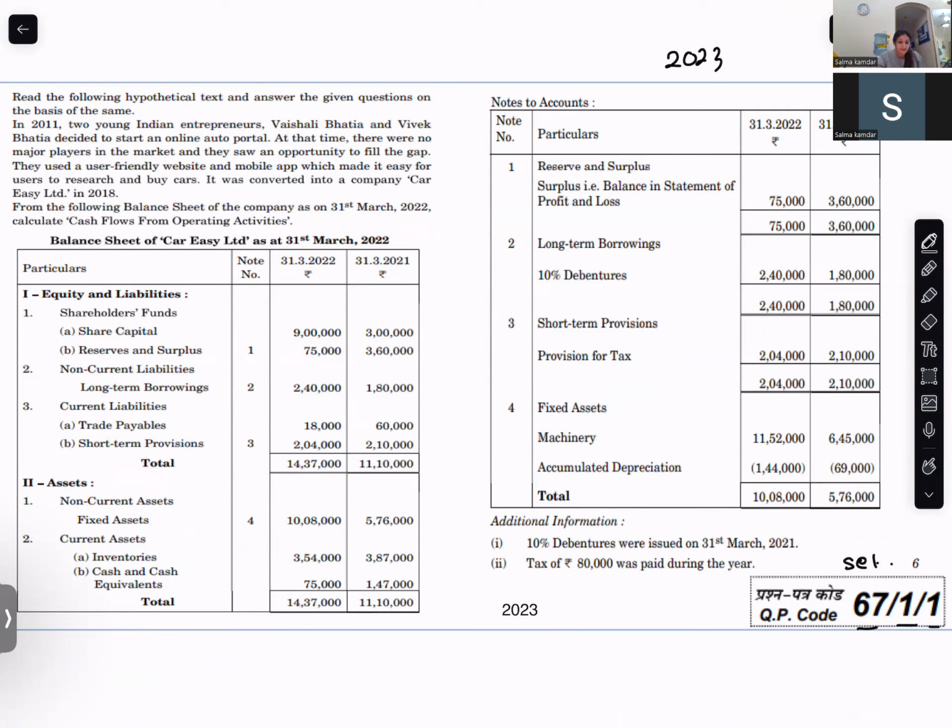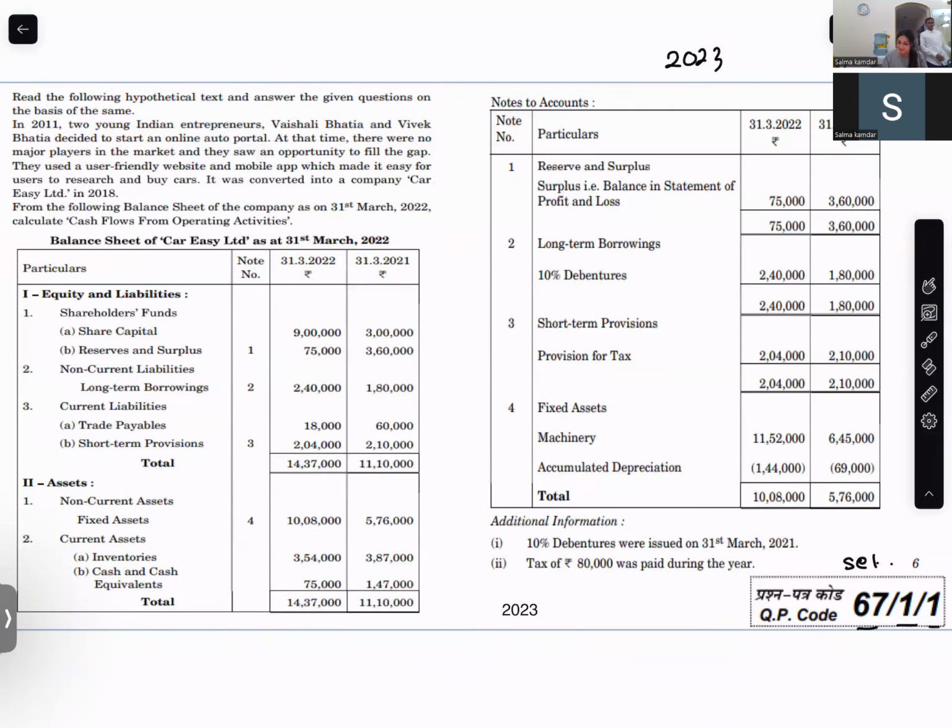Read the following hypothetical text and answer the given questions. Can you please read? At the time, there were not many players in the market, and they thought to fill the gap, they used a user-friendly website. Okay, fine. So you've been given a balance sheet of the company.